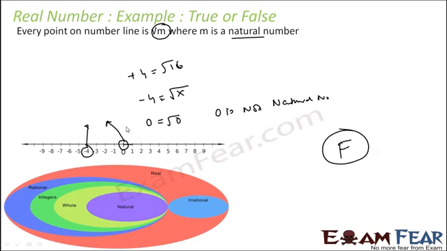Please pay attention here. The question says that every point on the number line is root m, where m is a natural number, and we have seen that minus 4 is a point which cannot be represented as root m, where m is a natural number. Even 0 can't be represented as root m, where m is a natural number.